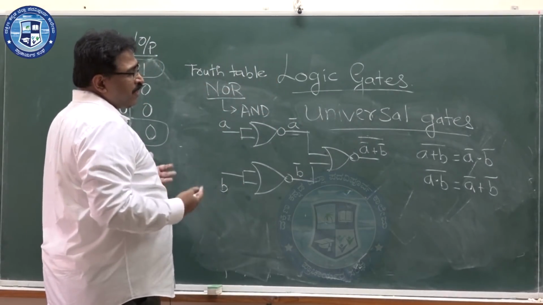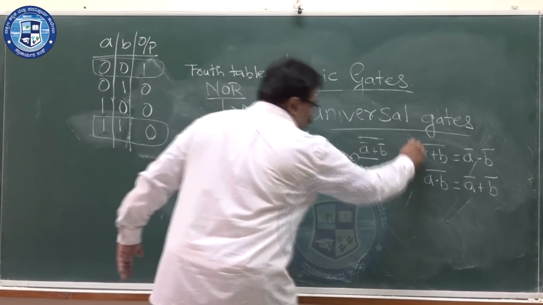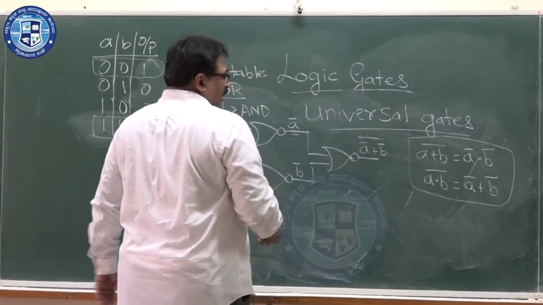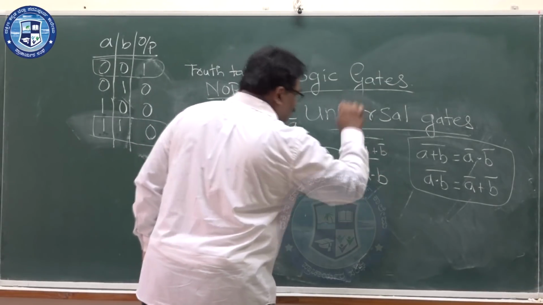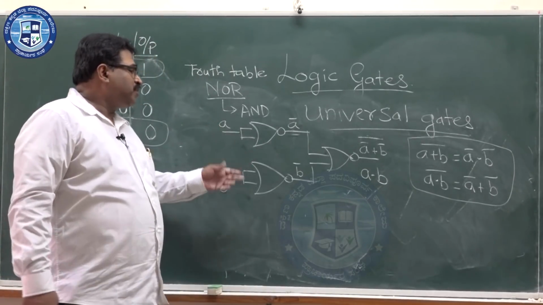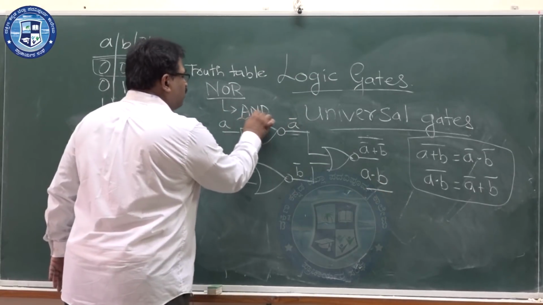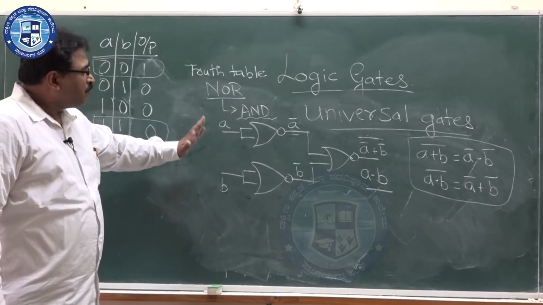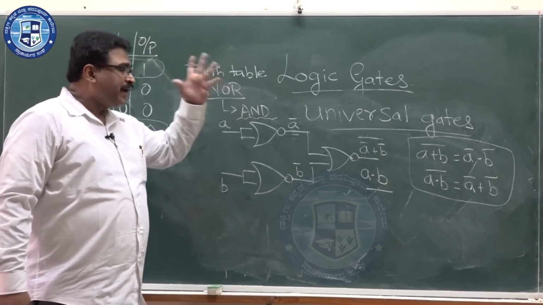Now by again applying De Morgan's theorem, I have given the De Morgan's theorem here. You can see, by applying De Morgan's theorem, I get the output as A dot B when I convert this. A dot B is nothing but the output of an AND gate. So we can see here, with this circuit, I can make a NOR gate work like an AND gate.